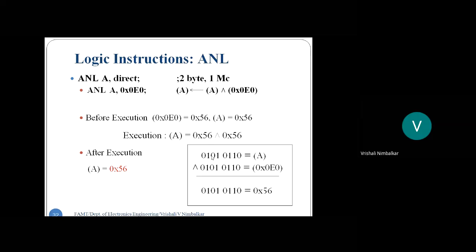So accumulator is 56, 0101 and 0110. You are ANDing with 56 again. So 0 and 0 is 0. 1 and 1, 1. 1 and 1, 1. 0 and 0, 0. 1 and 1, 1. 0 and 0, 0. 1 and 1. So when you AND the number with itself, you get the number same as it is.